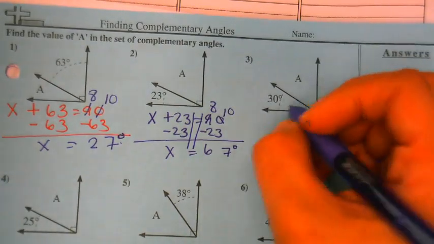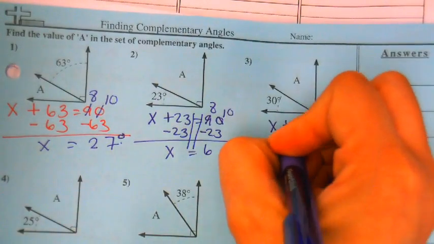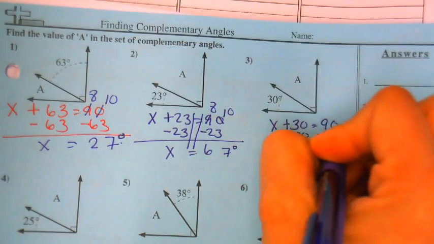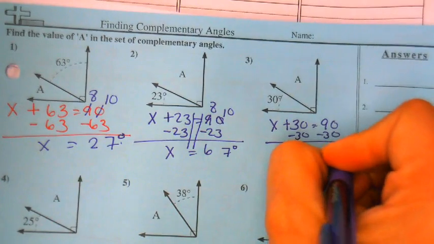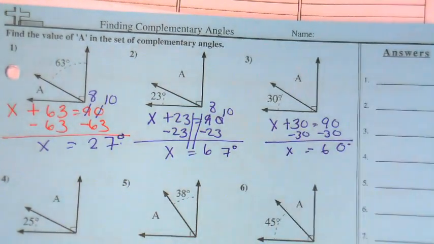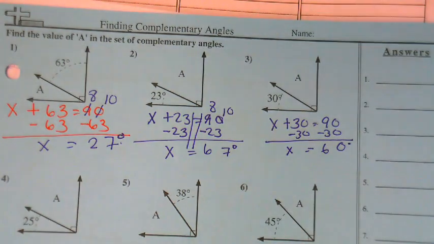Like this, like number 3. X plus 30 equals 90, minus 30, minus 30. So on number 3, you don't have to borrow, right? Okay. So let's give you guys about 15 minutes. See how far along we can get.